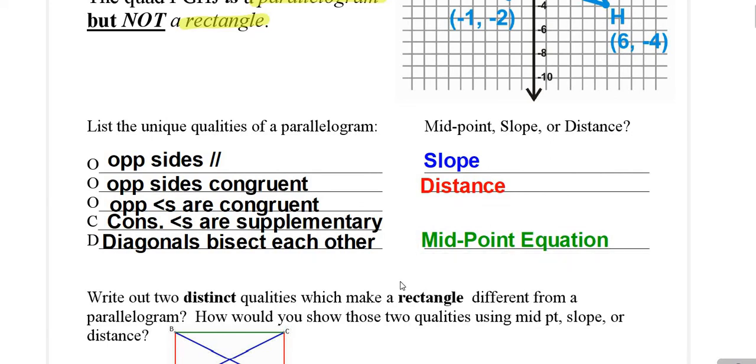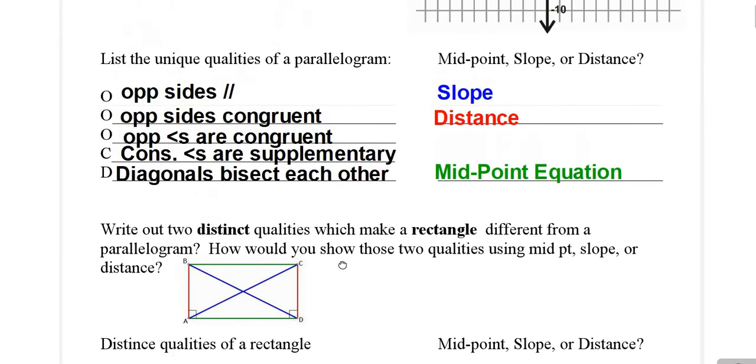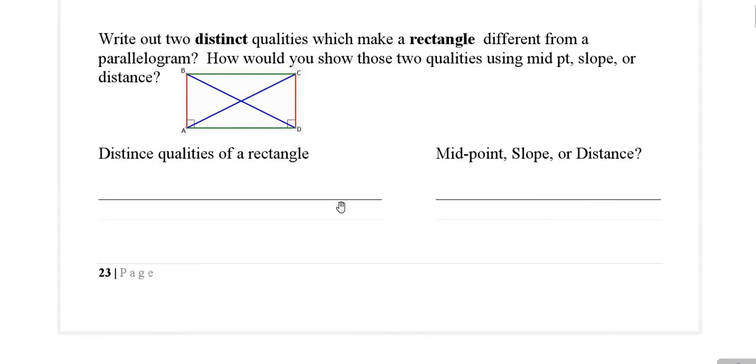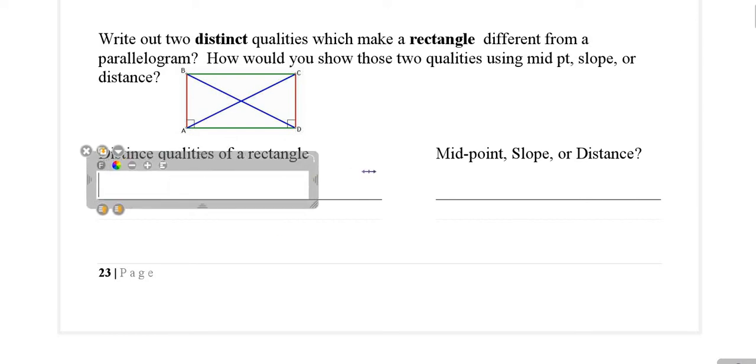You only have to show one of those 3 to prove it's a parallelogram. Only one of those 3, your choice. Now, you have to ask yourself, if I want to disprove it's a rectangle, there's a couple ways you can do that. One, what's unique to a rectangle is you have right angles in the corners.